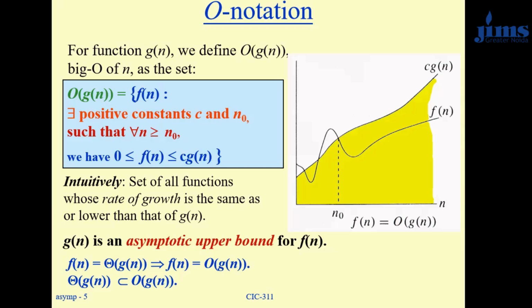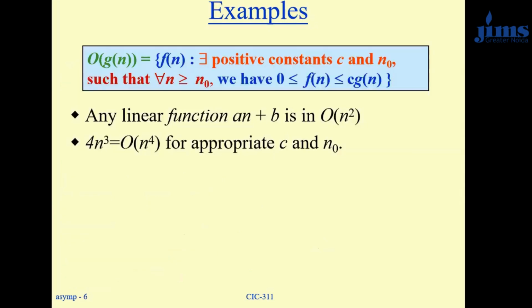So we say that the set of functions satisfying the theta notation is a subset of the functions satisfying the criteria of a big O notation. That is why, as written at the bottom, if f(n) equals theta of g(n), then we can conclude that f(n) equals big O of g(n) as well, though not vice versa. So theta of g(n), because it is a set, is a subset of big O of g(n).